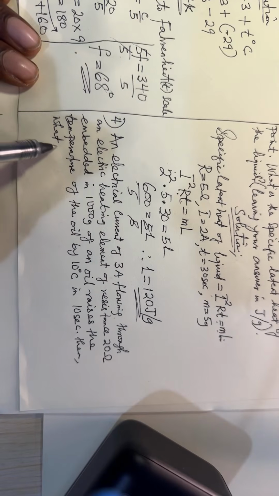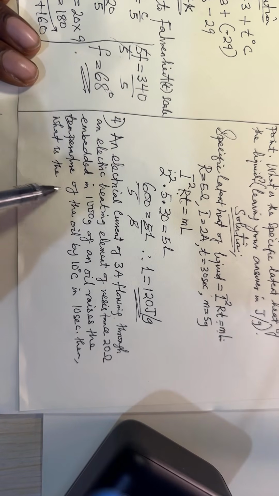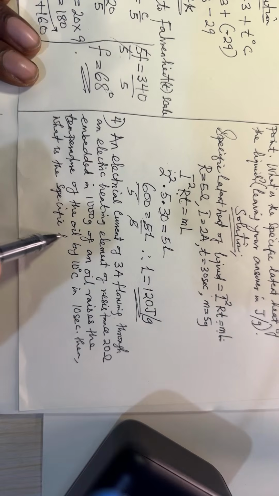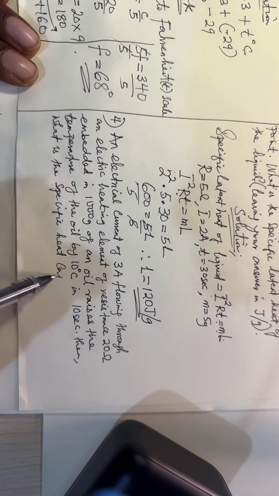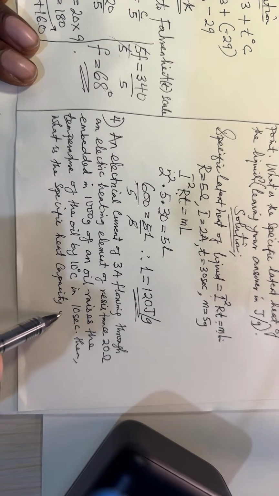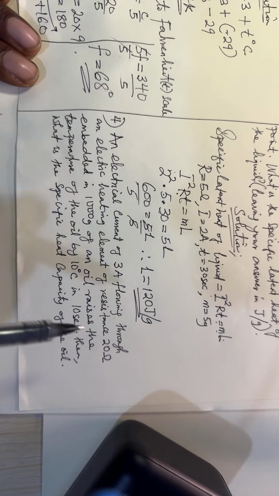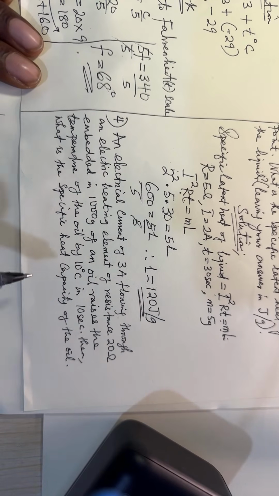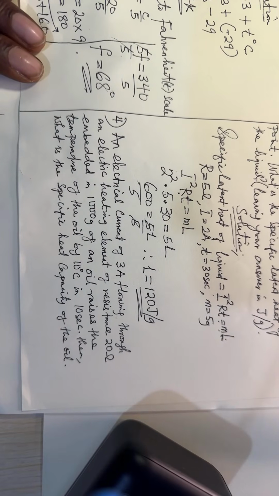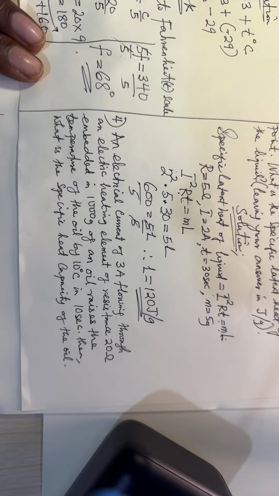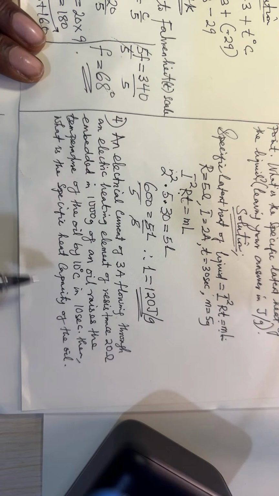Then what is the specific heat capacity of the oil? Now remember, the other one was specific latent heat of liquid. This one is specific heat capacity. You need to pay close attention to these things, because they are very, very important, so you don't misinterpret the formulas.